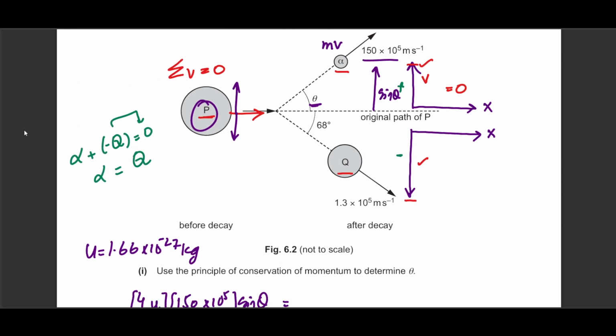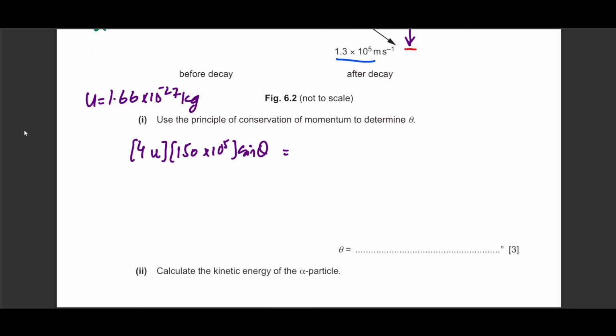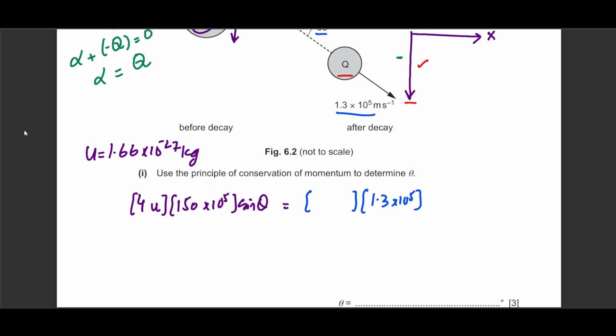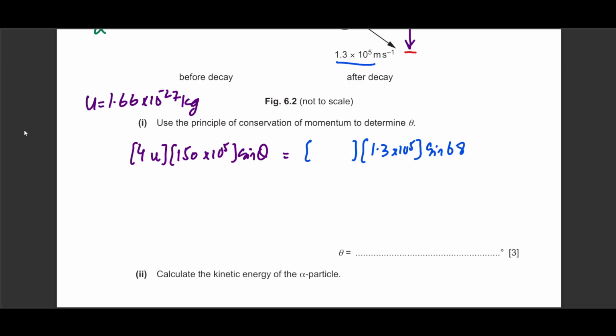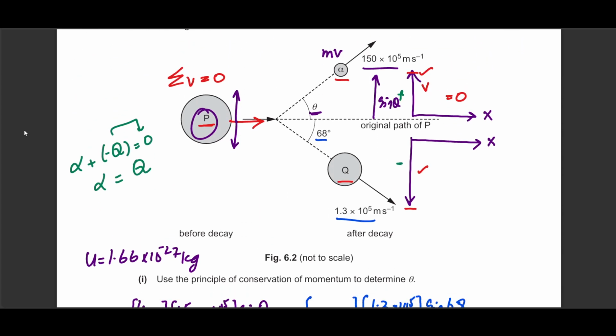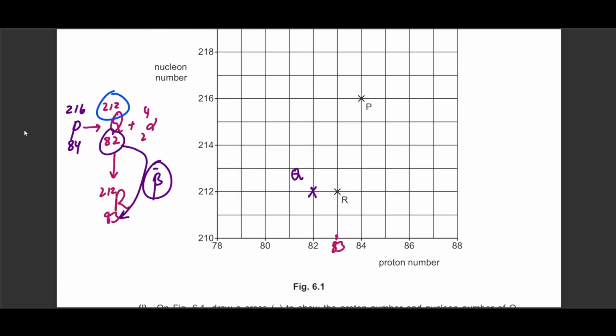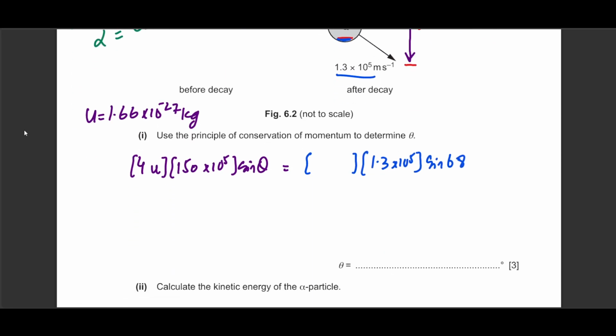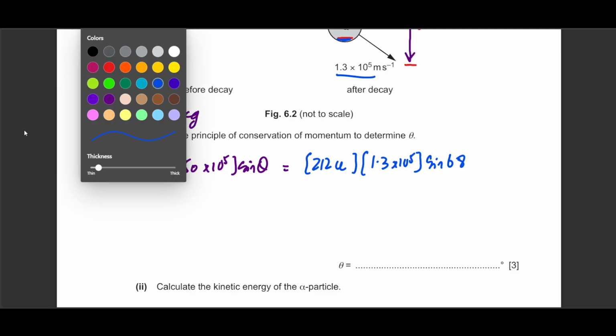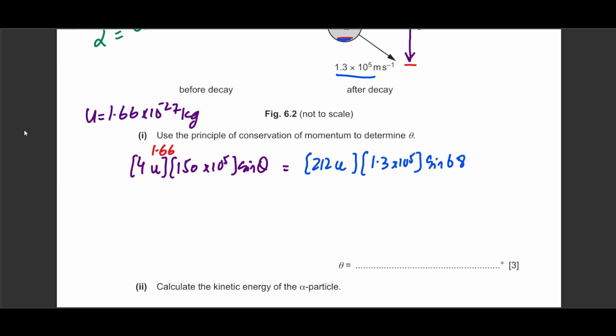The second one is particle Q. This is the mass of Q, and the velocity is 1.3 times 10 to the power 5. And its angle is given to us as 68, so this will be sine of 68. Now, what should be the mass of Q? Do we remember? We'll have to go back to Q, which is 212 atomic mass units. So this is 212 u. What you could have done is added 1.66 times 10 to the power minus 27 in this equation, but it will be cancelled from both sides. So no need to make this equation any more complex than it already is.